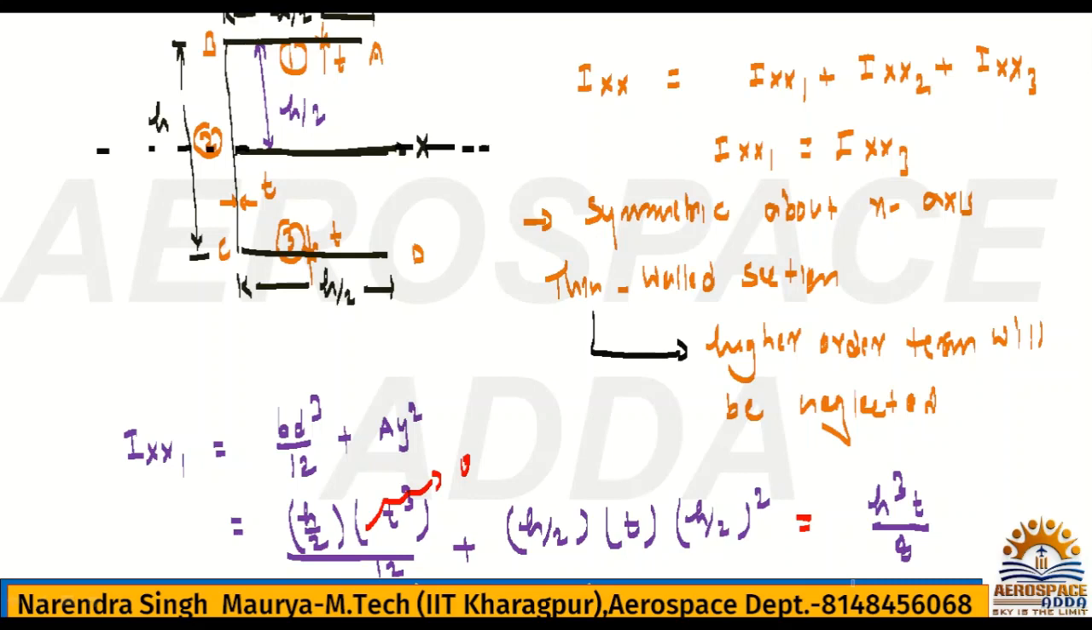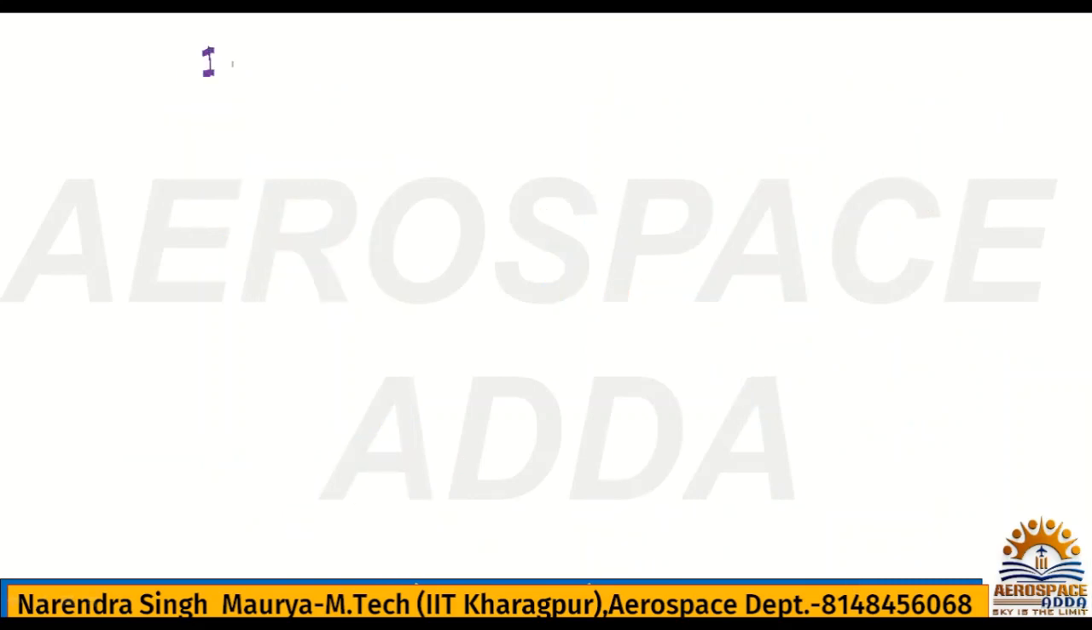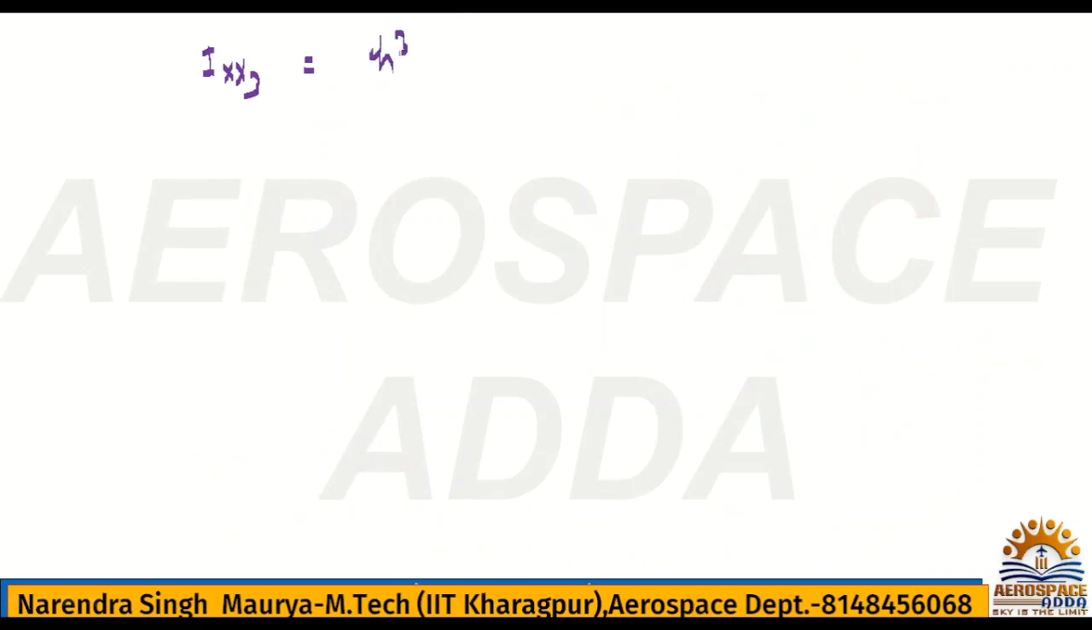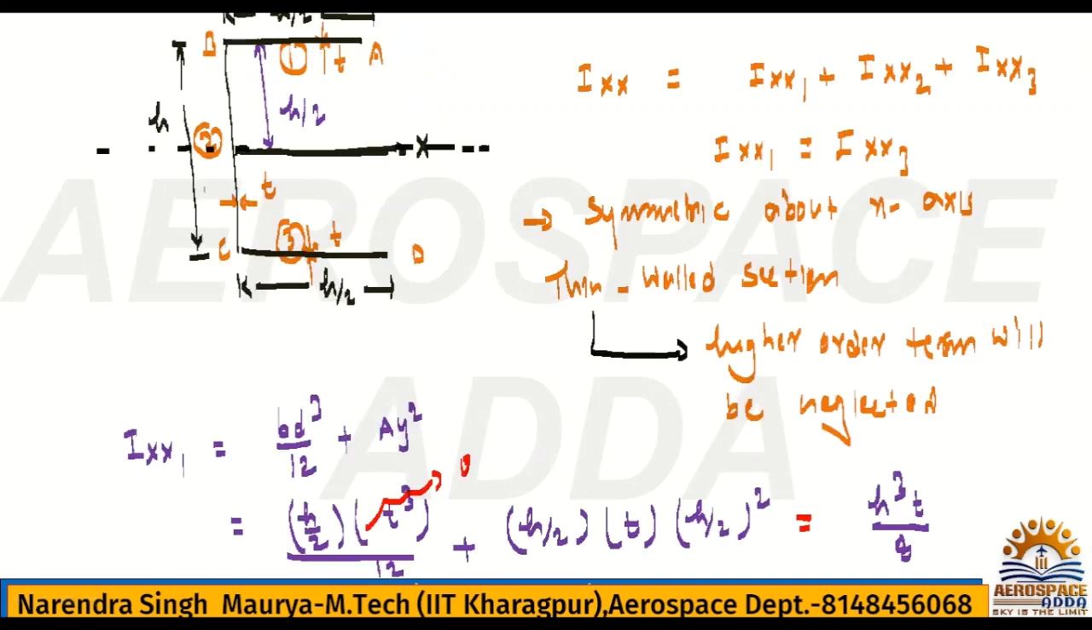Similarly, IXX3 also, the same thing you will have. What is that? It is nothing but H cube T by 8. Now we'll calculate IXX2. That is the vertical member here. Because the CG of this vertical member, that is 2, and the neutral axis will be the same, so we'll not use the parallel axis theorem here. So AY square, that Y will be 0 for member 2, right? So only that BD cube by 12 will come.